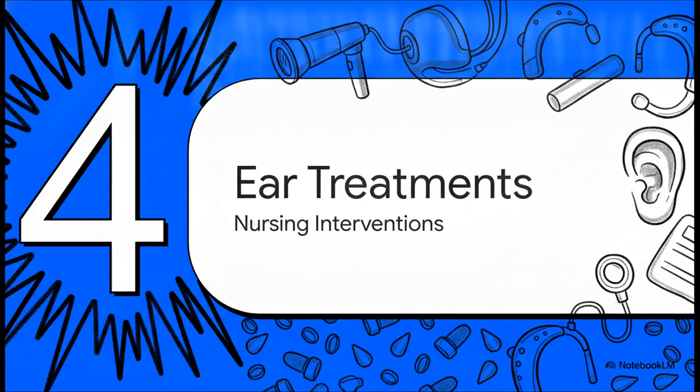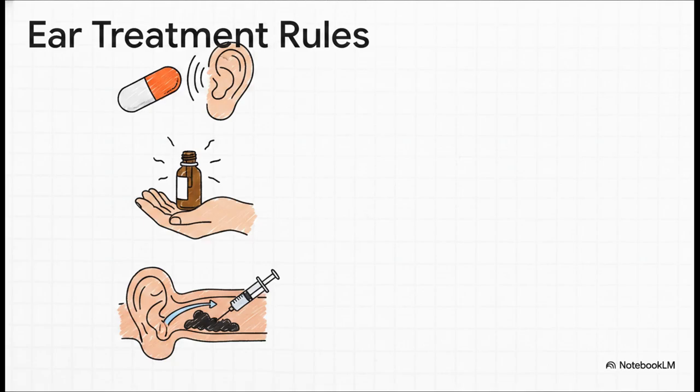Almost there. Section 4. Ear treatments and devices. Okay, rapid fire time for points 13, 14, and 15. Point 13 is maintaining high alertness for ototoxicity. Common drugs like aspirin and aminoglycoside antibiotics can actually damage the auditory nerve. The classic red flag symptom you're watching for? Tinnitus, or ringing in the ears.